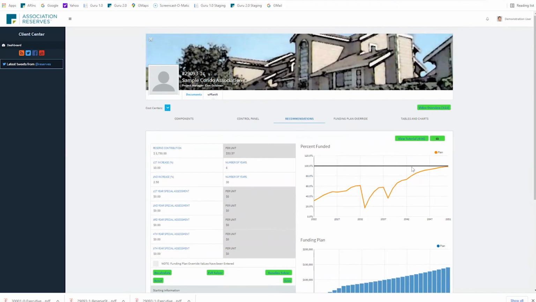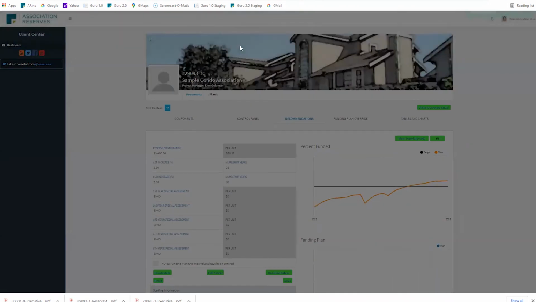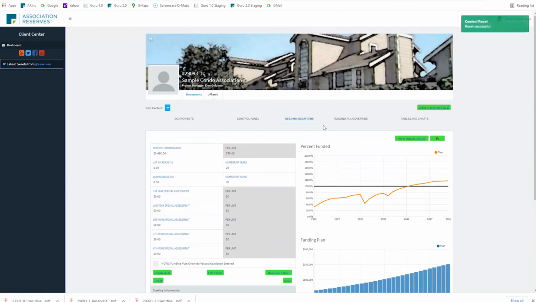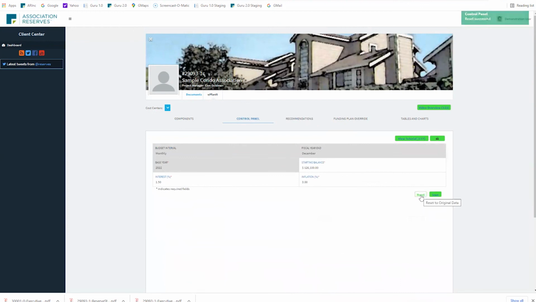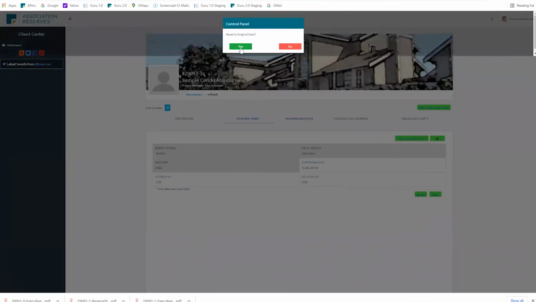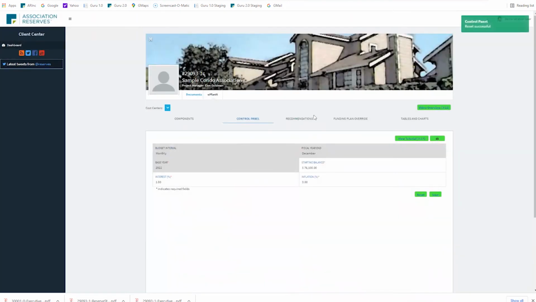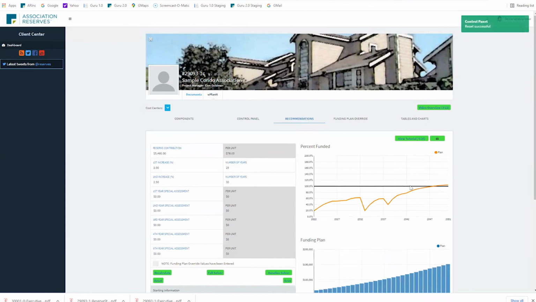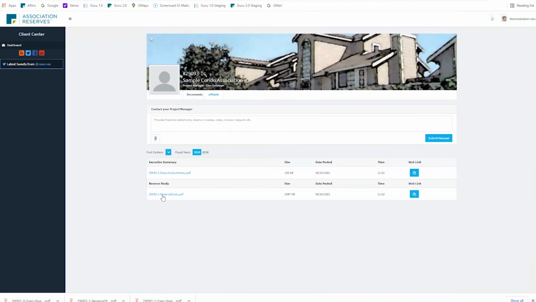I'm going to show it just for the purpose of this demonstration that we can reset it to what we started with. And we'll go back to the control panel and reset. And that's only if they want to leave a clean house. And here we are back at the Reserve Study Original, which is exactly what you would see if you printed the PDF.